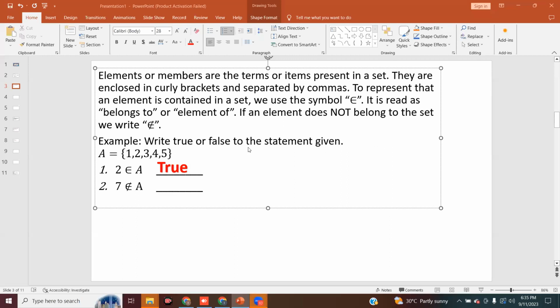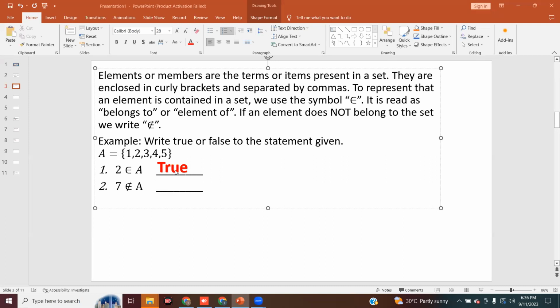Justin, why do you say false? Because A does not have a 7 inside it. But that's what this is saying, though. 7 is not an element of A. That's what it says. Oh, my bad, my bad. Alasia, why do you have false? I just changed it. I had the same thing. Okay. All right. Who else has false?